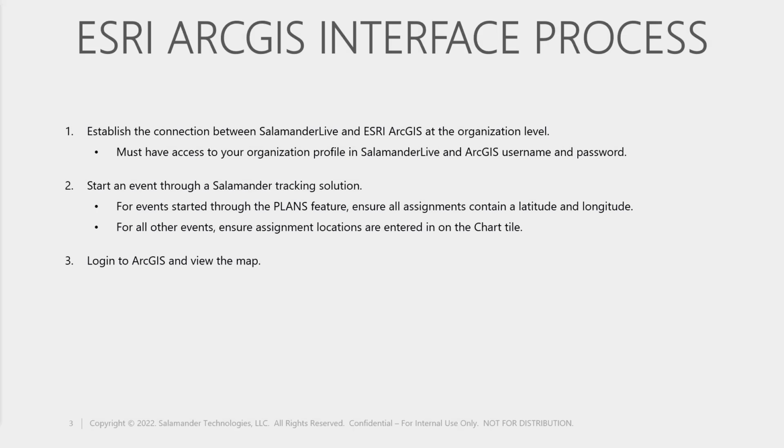The first step, of course, to working with the SalamanderLive ArcGIS interface is to establish that connection. This is done at the organization level. If you had the integration before our release in August, you would have had to do that at the account level. But we changed this to make it at the organization level because it allows multiple organizations under a single SalamanderLive account to access their own specific event data in ESRI.